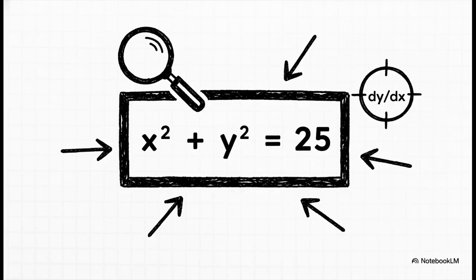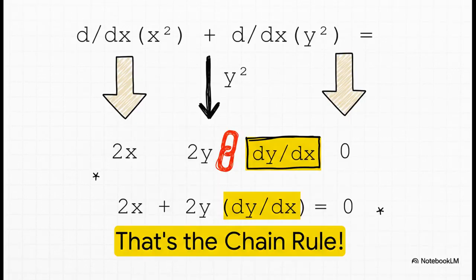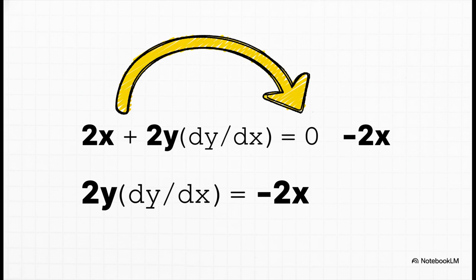All right, let's do this. Our mission is to find dy/dx for the equation x squared plus y squared equals 25. No solving for y, no splitting it into two functions. We're going in direct. Okay, let's go term by term. The derivative of x squared with respect to x, that's easy. It's just 2x. Now for the y squared term. This is where we use the chain rule. The derivative of y squared is 2y, but then we have to multiply by the derivative of the inside part, which is y prime. So we get 2y times dy/dx. And on the other side of the equal sign, the derivative of a constant, 25, is just a big old 0. And just like that, the hard part, the calculus, is over.